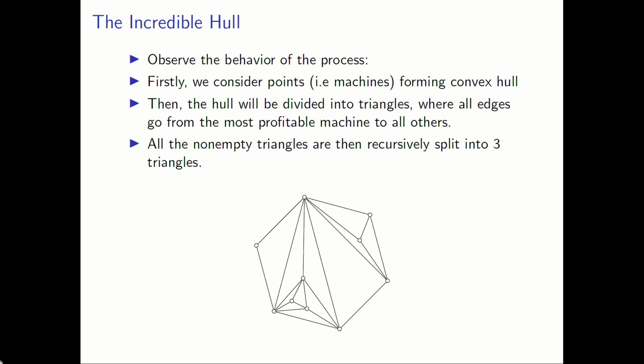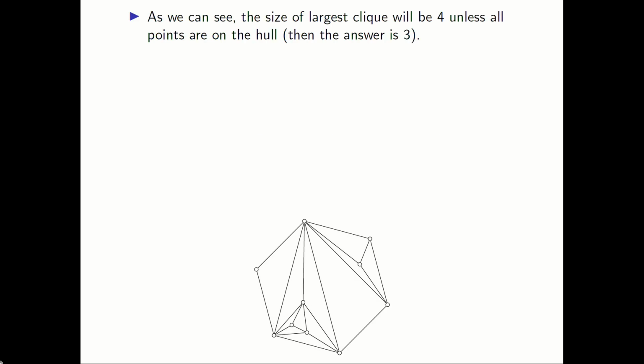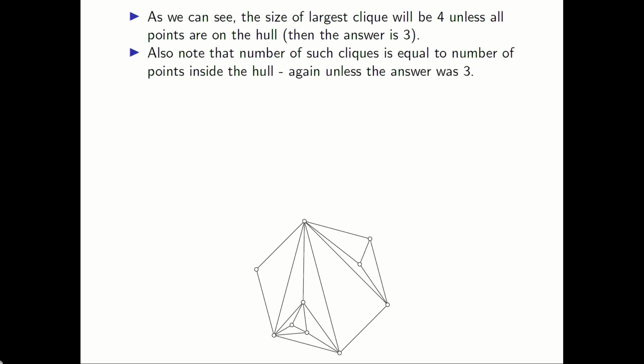So what can we observe from this? If there are any points inside the convex hull, they form cliques of size 4, which is always the point and the points of the triangle that it was split in. And it also works in the recursive case, like there. So we immediately have that the number of such cliques is the number of points that are inside the convex hull, unless, of course, there are none of them. In that case, we have only cliques of size 3.